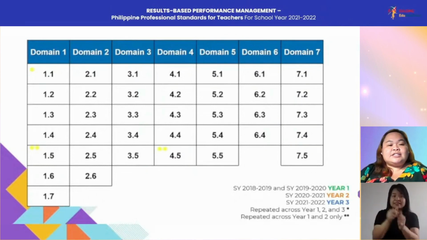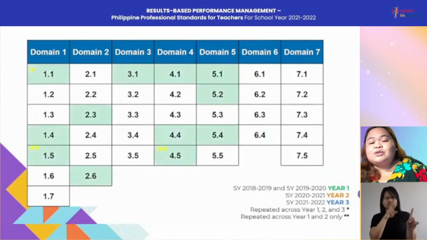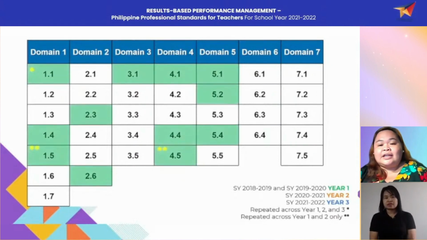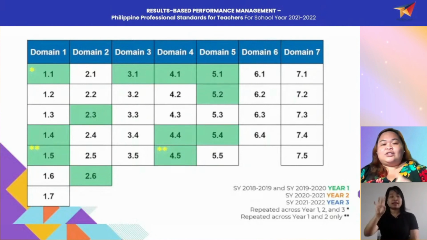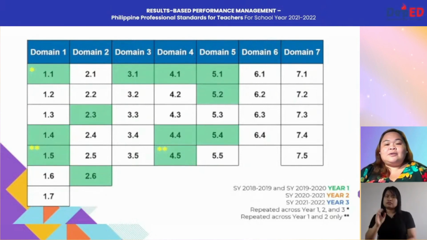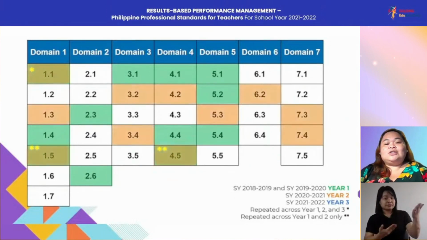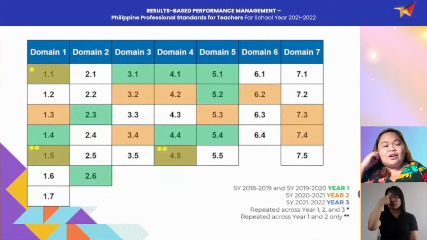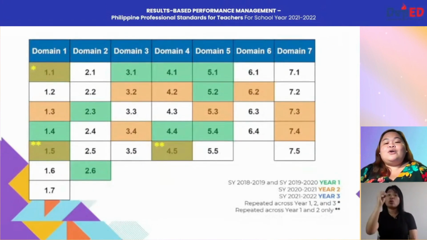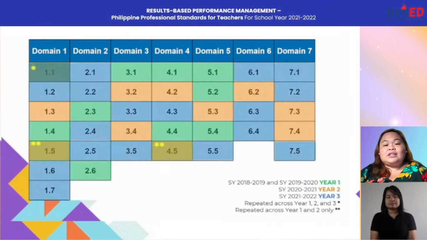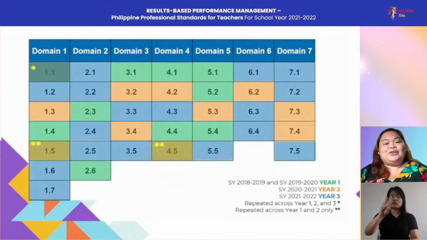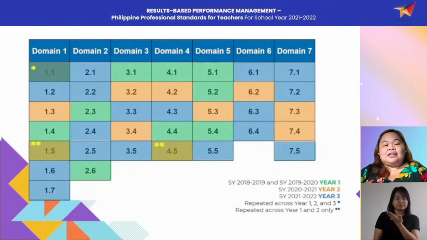So if you can see, for school year 2018-2019 and school year 2019-2020, there are 12 indicators highlighted in green. And for school year 2020-2021, highlighted in orange, those are the PPST indicators that are included. And for school year 2021-2022, those are the remaining indicators to complete the 37 indicators.